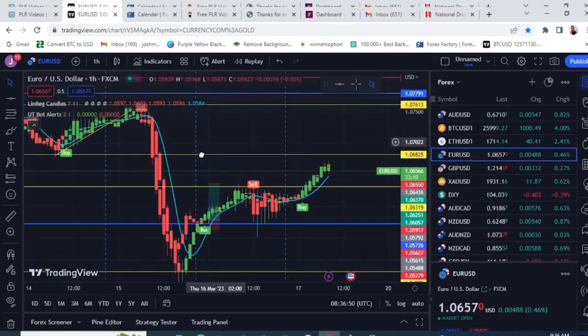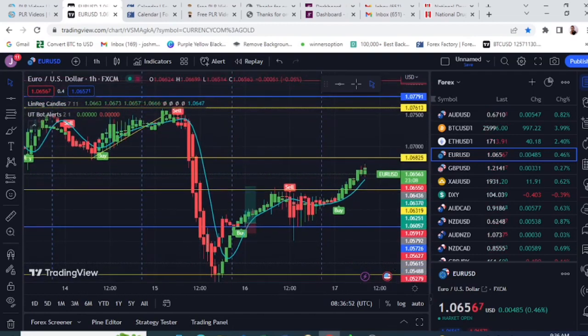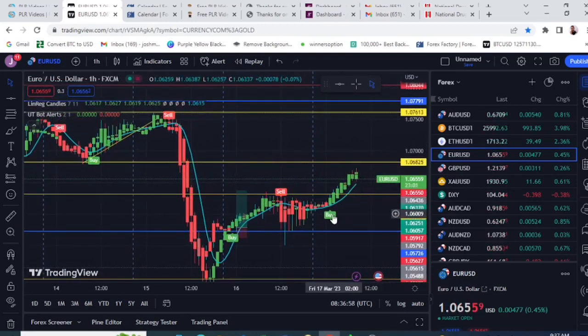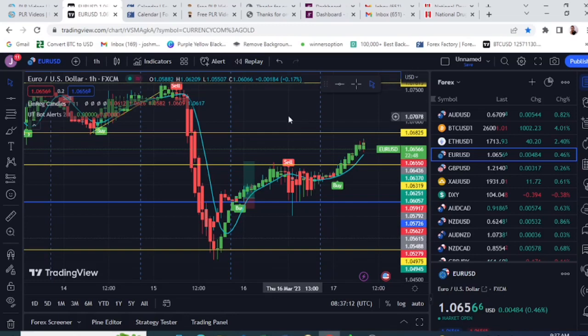So the next thing, after you have map up your zones, you're going to now wait for the system to trigger a sell for you. Now once it's trigger a sell for you, enter for a sell. If you trigger a buy, enter for a buy. Don't be afraid. This strategy is 90% successful. I cannot say 100%, but 90%. If you follow it, you're going to make.